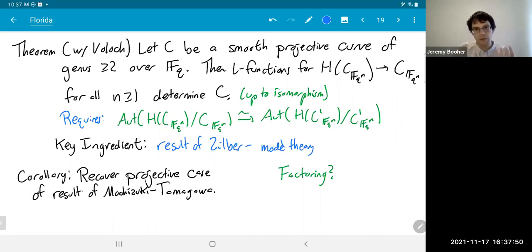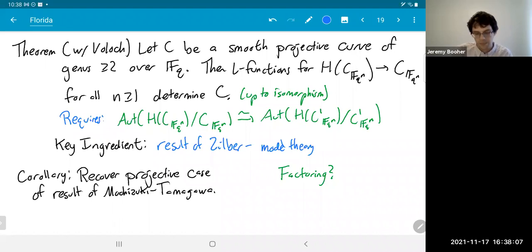Tamagawa originally proved that result for affine curves, and then Mochizuki leveraged that result plus a lot of other things to prove it for projective curves. Here, we get it for projective curves directly. And then, in fact, you can use standard arguments to deduce the affine case.